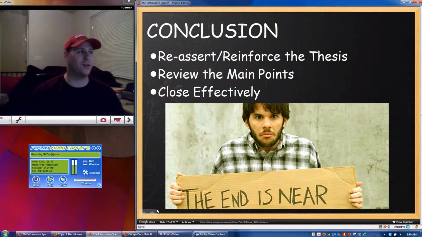All right, moving on along. After you've made it through your 3 main points that have established the main chunk of your speech, you're almost done, but you've got to finish strong, and that's where we move into the conclusion. The first thing that you want to do is reassert and reinforce the thesis. You'll also want to review the main points that you talked about and find a way to close effectively. Let's break these down.